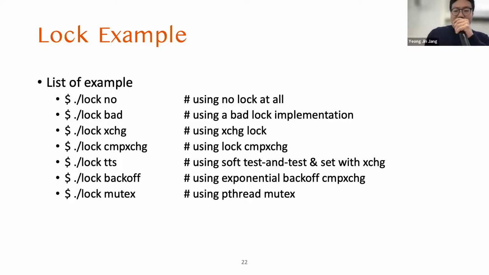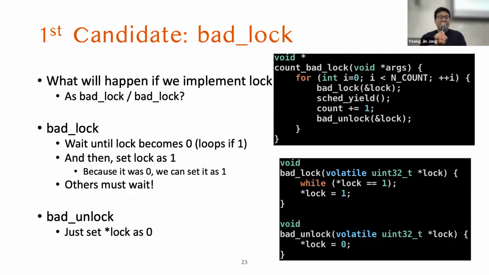So let's start with the first lock candidate, bad lock. We will have a lock and unlock for creating a critical section. In bad lock, we will use the semantic that if the value of the lock is 1, then it is acquired and we cannot get in. If it is 0, then we can get in.